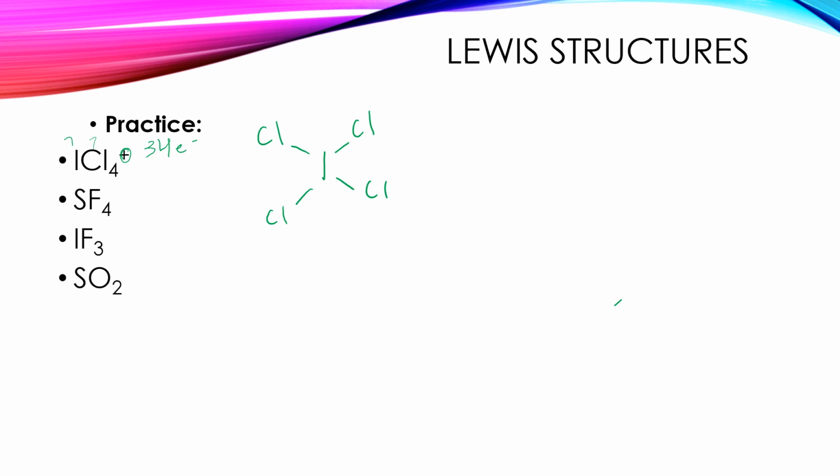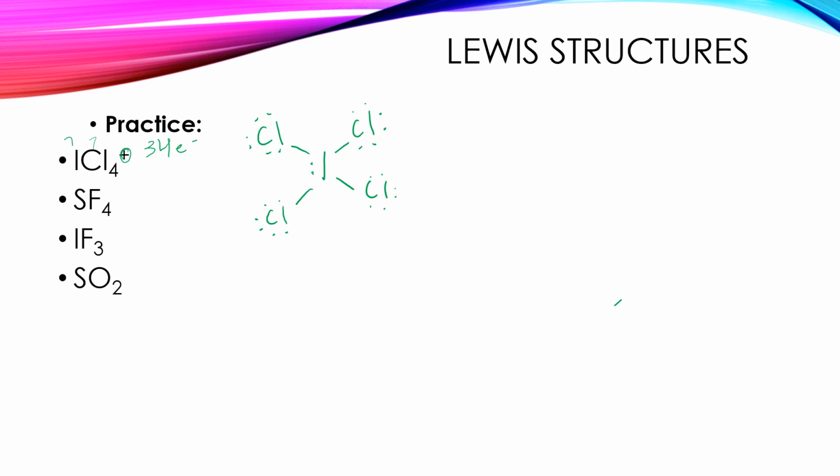So now I'm going to fill in my outer electrons first. So there's 10, 11, 12, and so on up to 32. Now I have 2 more electrons to account for in order to get to 34. I'm going to put them on my inner atom.